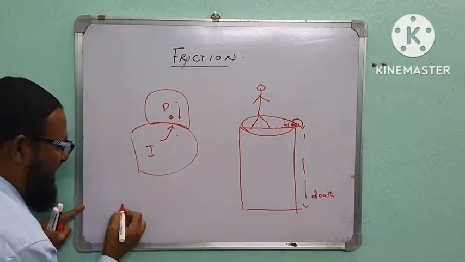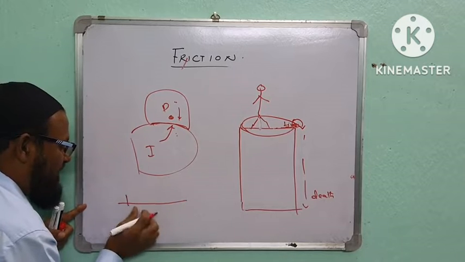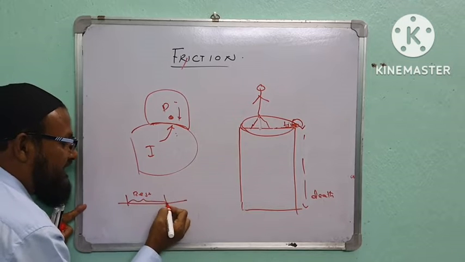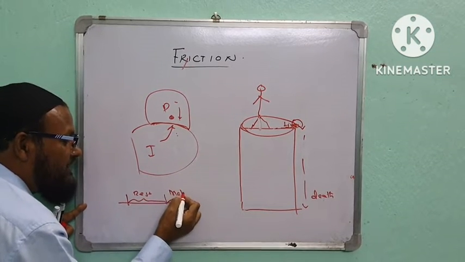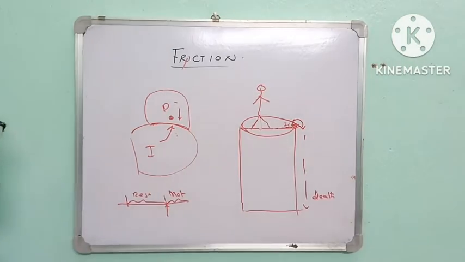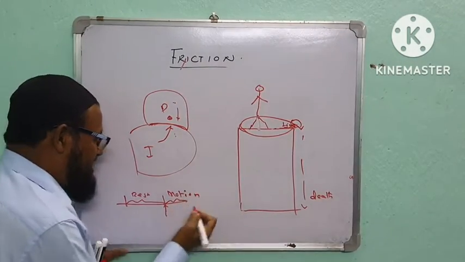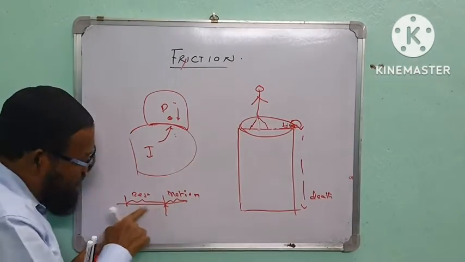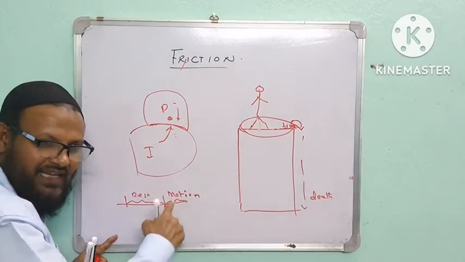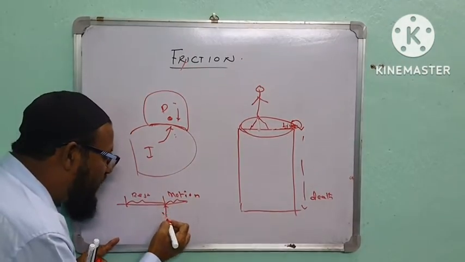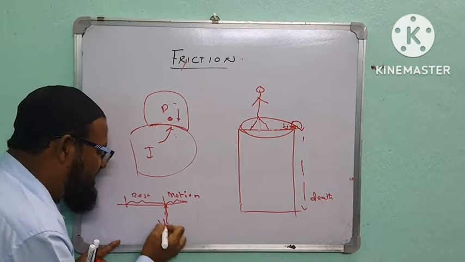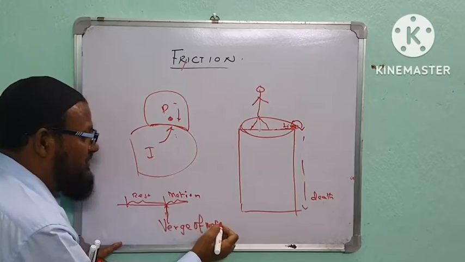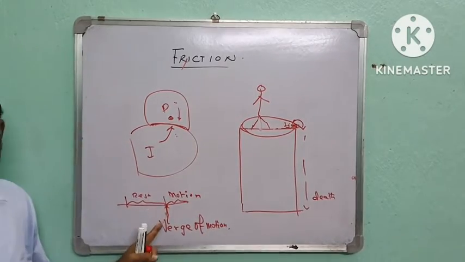Here, what is the meaning of verge? Up to this, from here to here, this is the rest. Please see here, rest. Next here, this is the motion. This position taking, this is the verge of motion. Please write down. This is the verge of motion. The whole part here is rest, and where does this position go? Now it will start motion. This point is known as verge of motion. Clear?